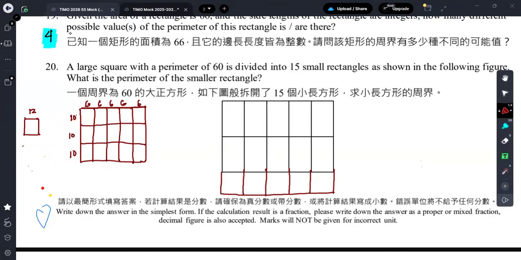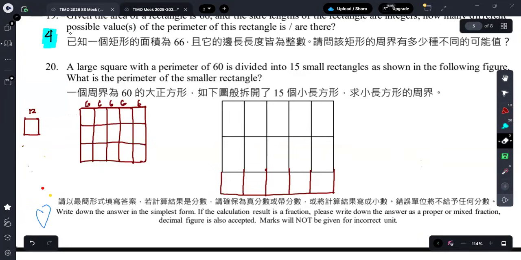Sorry. Please read the question carefully, please, teacher. You are wrong. Teacher, you made a mistake. The answer is 16.